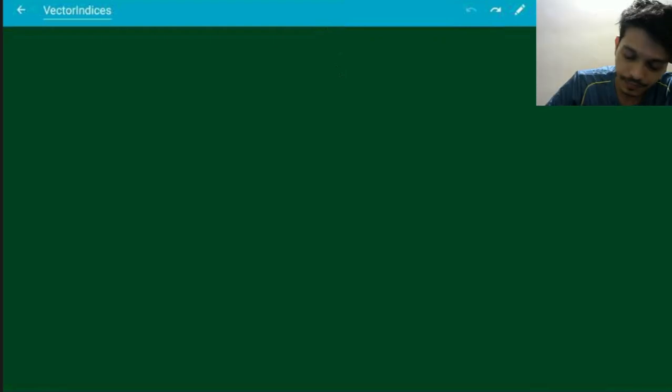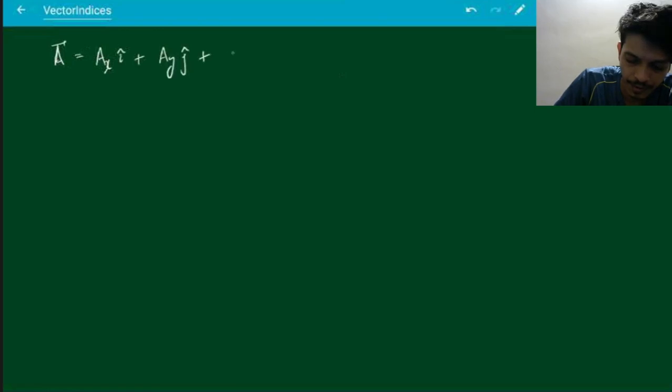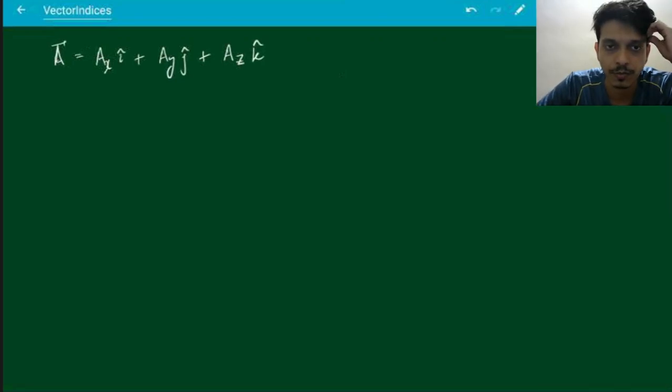Let's see. So the first thing I want to introduce to you, let's just start with the very basics. Let's say there's a vector, and let's call this vector A. Typically I would write it in terms of its components. There's Ax, which is the X component, and then there's Ay, which is the Y component, and then there's Az, which is the Z component. So Ax, Ay, Az, the three components of this vector.